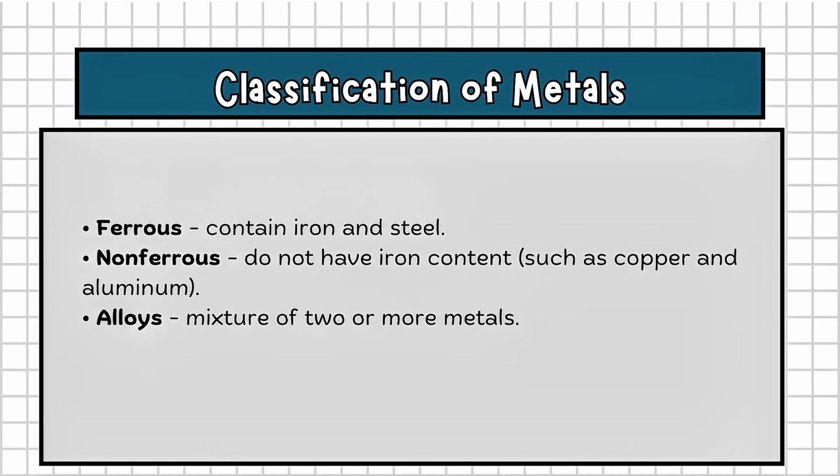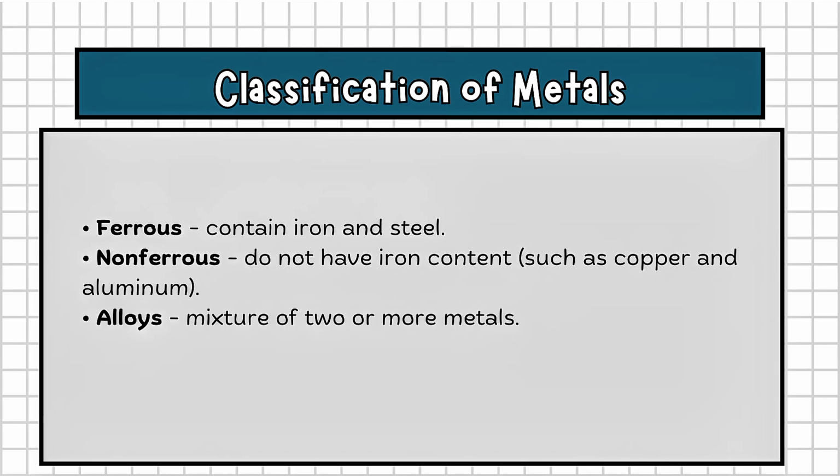Next is non-ferrous metal. Kung ang ferrous metal naga-contain siya iron, ang non-ferrous metal naman wala siya ga-contain og iron. Example niya kay copper and aluminum. And also, non-ferrous metals are lighter, more corrosion resistant, and used in electrical applications, aircraft parts, and packaging.